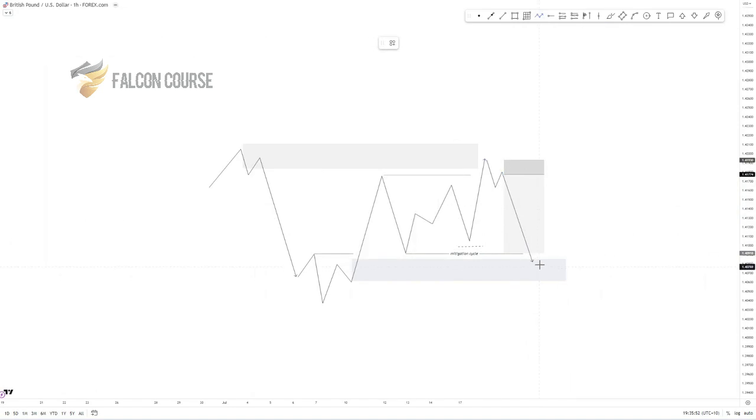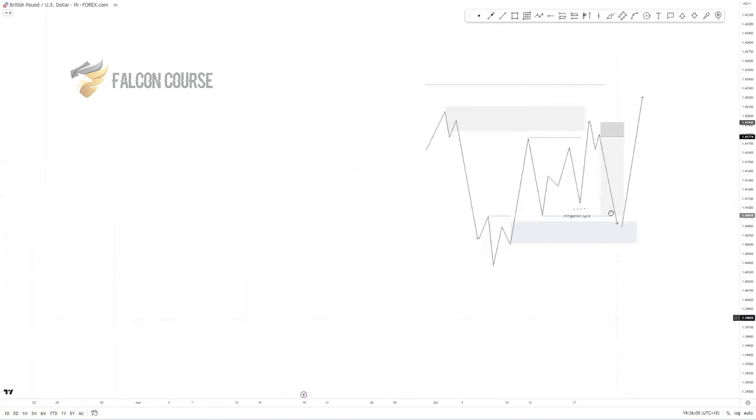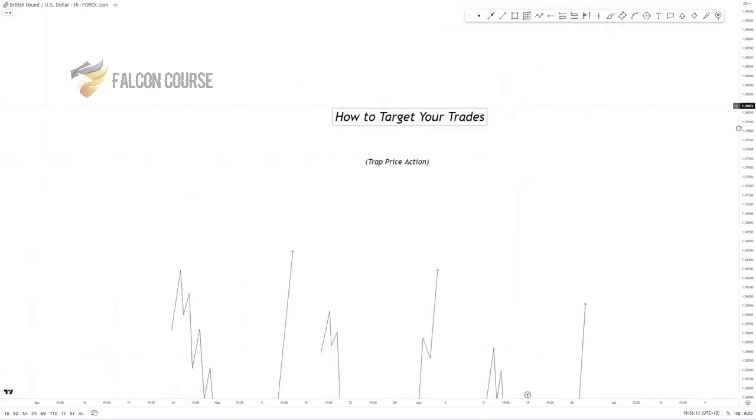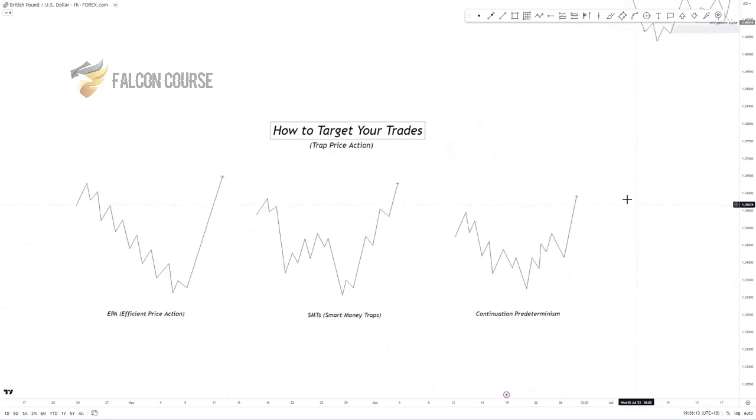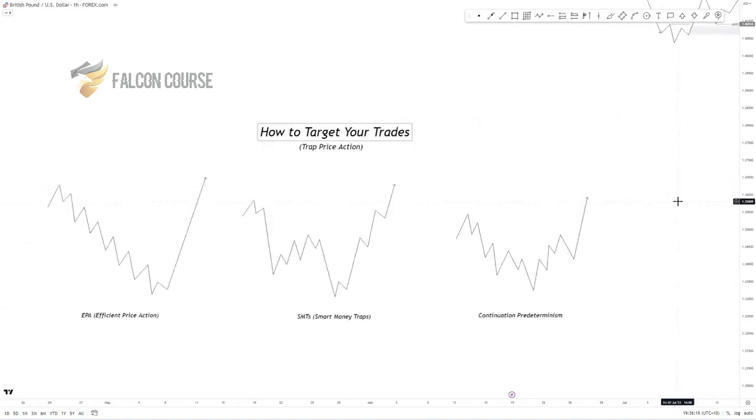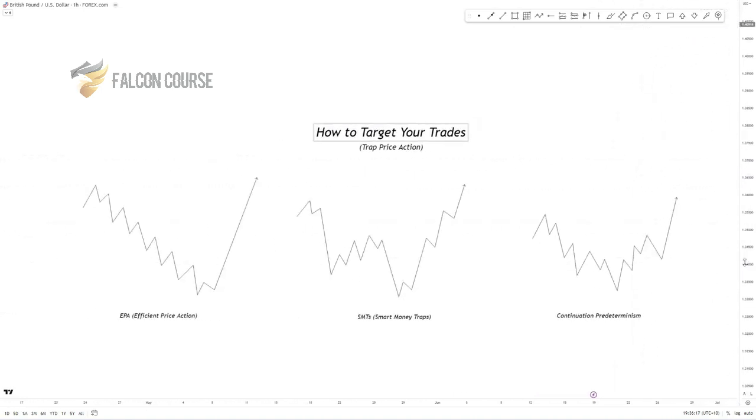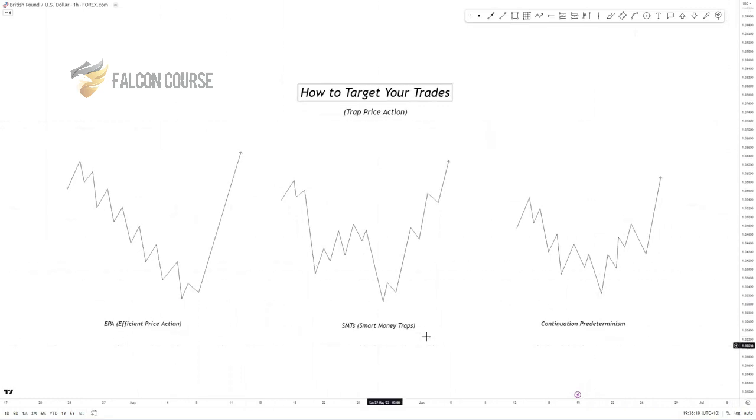So if this takes profit, we can do the same thing. We can look for that next mitigation cycle, which will be somewhere up here, okay? But what we're realistically doing is taking our already mitigated price. So I just wanted to show you that before we get into the actual examples of how to target the trades. There are three methods that are highly effective for doing that, and that's EPA, smart money traps, and continuation predeterminism.